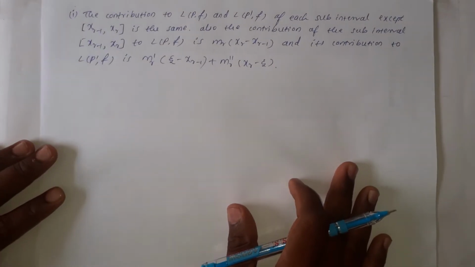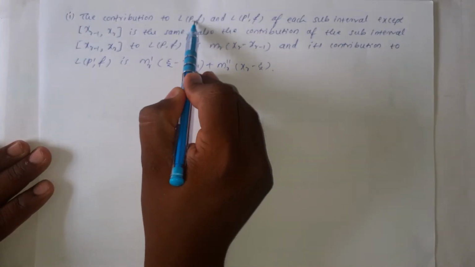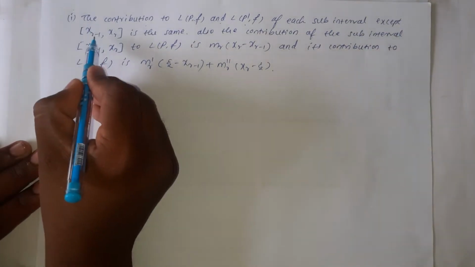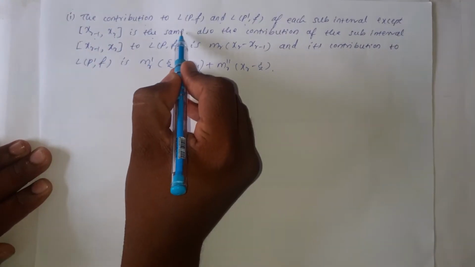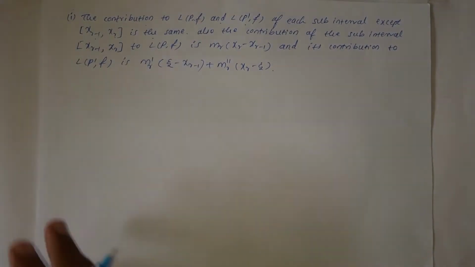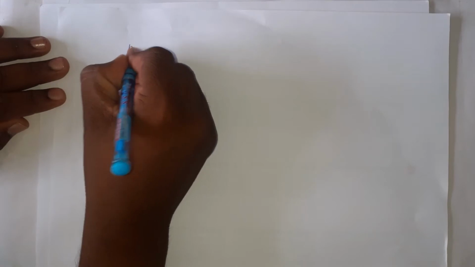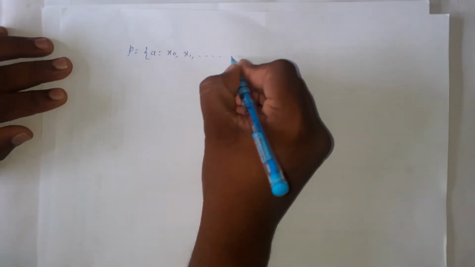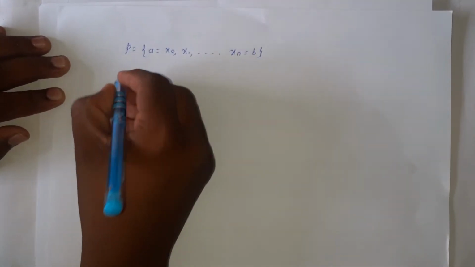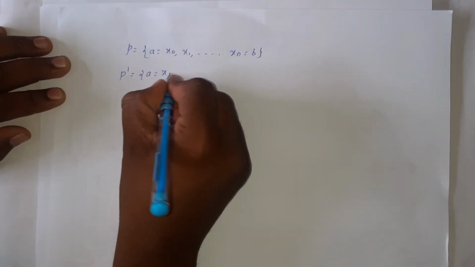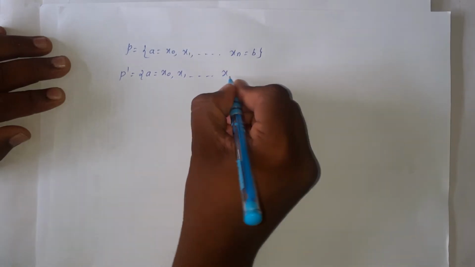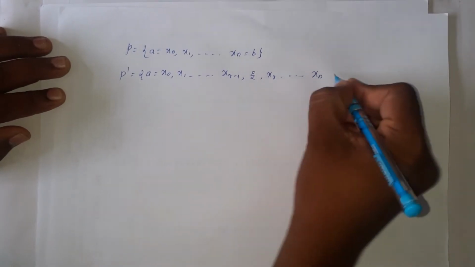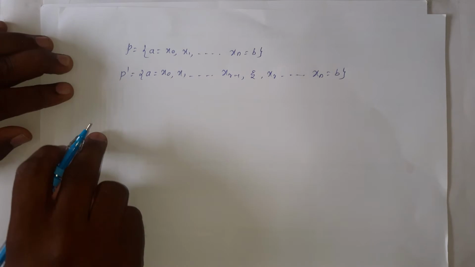Now, the contribution to LPF and LP dash F of each sub interval except X r minus 1 to X r is the same. So, here we have considered that P is equal to A, which is equal to X naught, X 1, so on up to X n is equal to B, and P dash is A equal to X naught, X 1, up to X r minus 1, then the point xi, X r up to X n, which is equal to B. So, these are the two partitions.